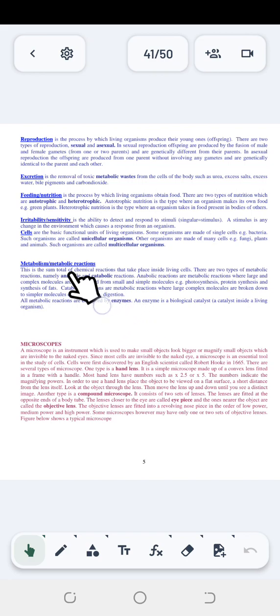When we talk about anabolic, in mind we should think of building up. When we talk about catabolic, we are talking about breaking down. All metabolic reactions are catalyzed by enzymes. Metabolic reactions are reactions that occur in living organisms, and all of them are catalyzed by an enzyme. An enzyme is a biological catalyst, a catalyst inside a living organism. Now, what is a catalyst? A catalyst is a substance that speeds up the rate of a chemical reaction.